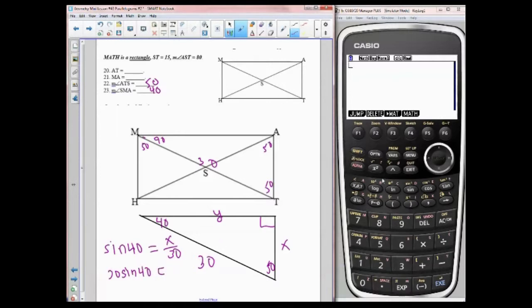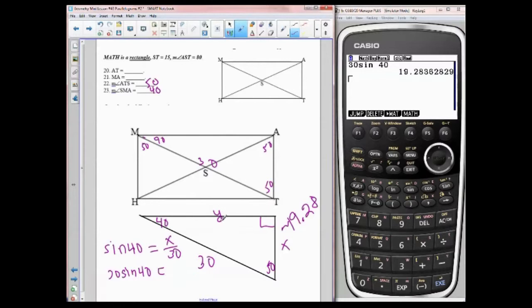Well, that something is going to have to be done on the calculator, so let's go over here and do that. So I have 30 sine 40, and I get about 19.28. So we know this is going to be about 19.28.